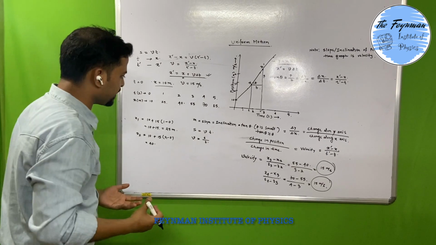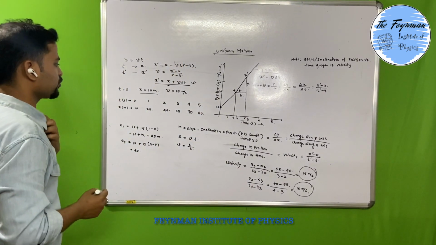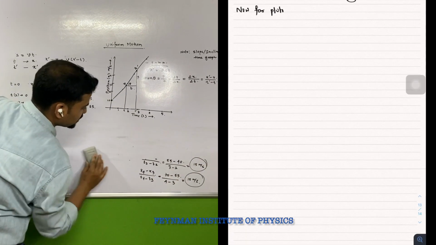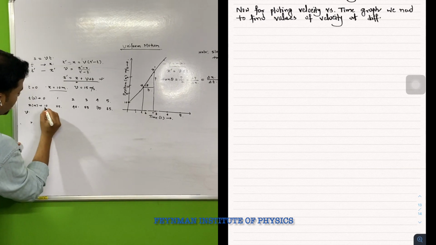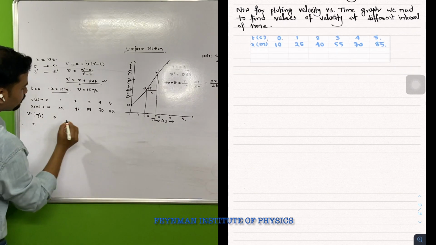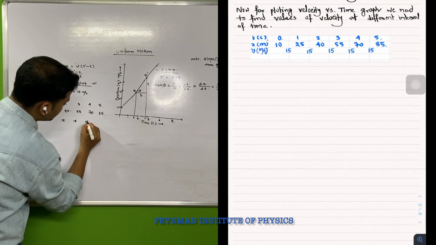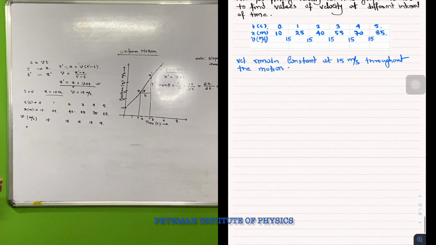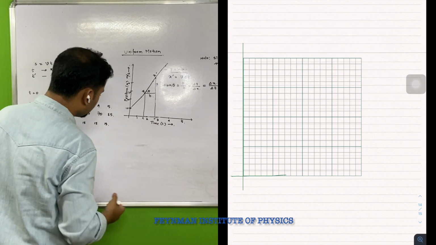Now we need to plot the second kind of graph, the velocity time graph for this uniform motion. To do that, we need to extend our graph and find the values of velocities. What is the velocity between 0 and 1 second? It is 25 minus 10 divided by 1 minus 0, so it is 15 meter per second. Between 2 and 3 seconds it is 15, between 3 and 4 it is 15, between 4 and 5 it is again 15. It always remains constant. That is why it is called a uniform motion.